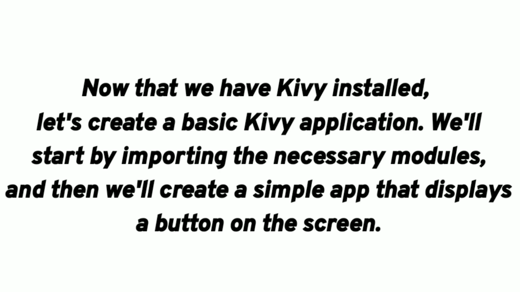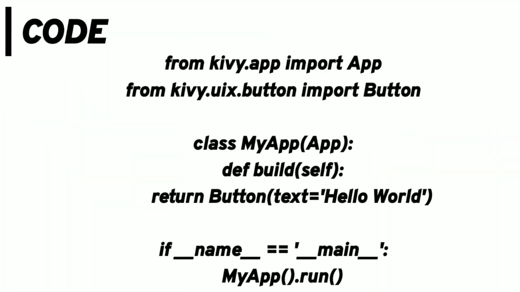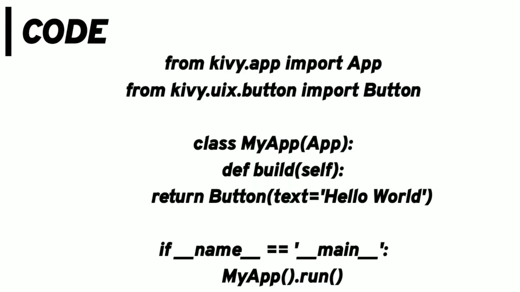Now that we have Kivy installed, let's create a basic Kivy application. We'll start by importing the necessary modules, and then we'll create a simple app that displays a button on the screen. This code creates a simple Kivy app that displays a button with the text "Hello World" when you run it.